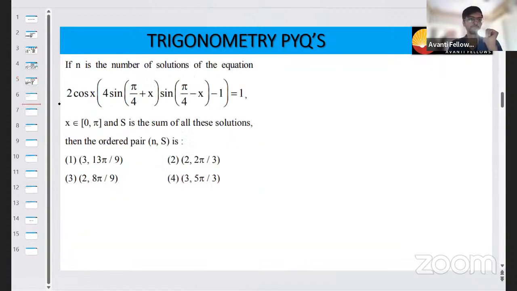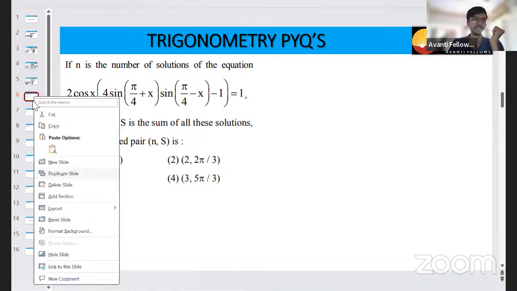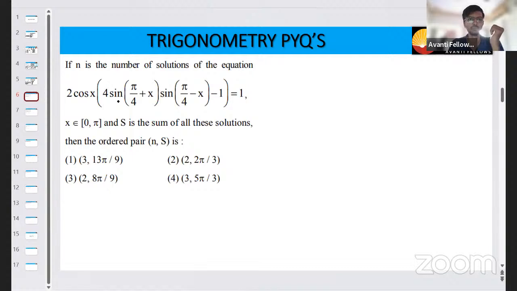Let's see the next one. Yeah, if n is a number of solutions of the equation and s is the sum of all these solutions, then the ordered pair. Yeah. So let us simplify this. We know this sine A plus B into sine A minus B can be written as sine square A minus sine square B minus 1 equals to 1.